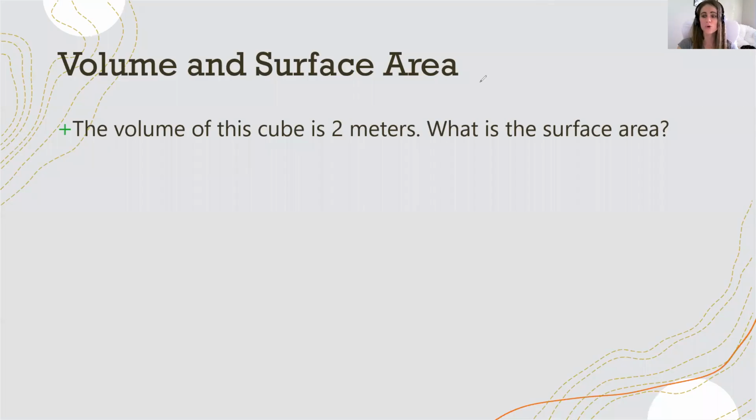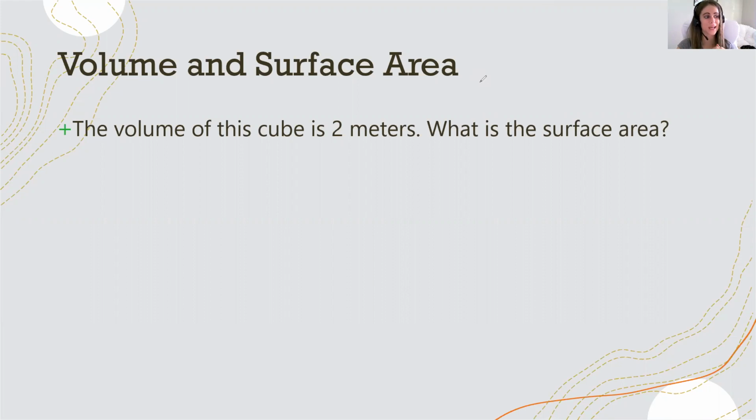All right, let's try a problem where we combine the two together. We talk about volume and surface area because both of those deal with 3-dimensional shapes. The volume of this cube is 2 meters. What is the surface area? So it's giving me the volume and I have to find the surface area. Ooh, we got a little bit of a math puzzle here.